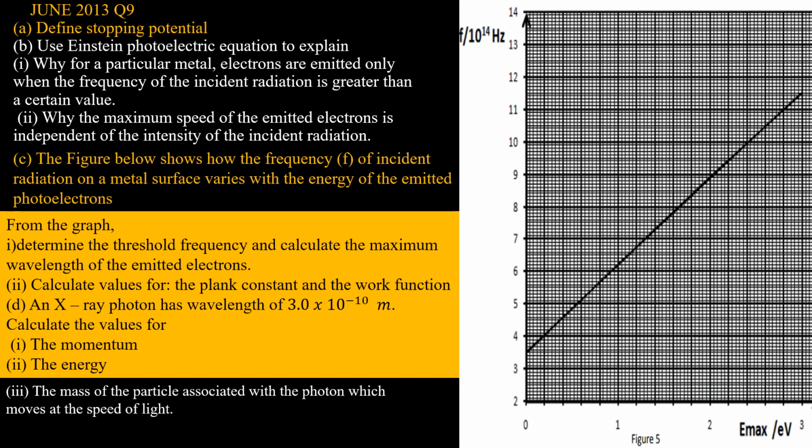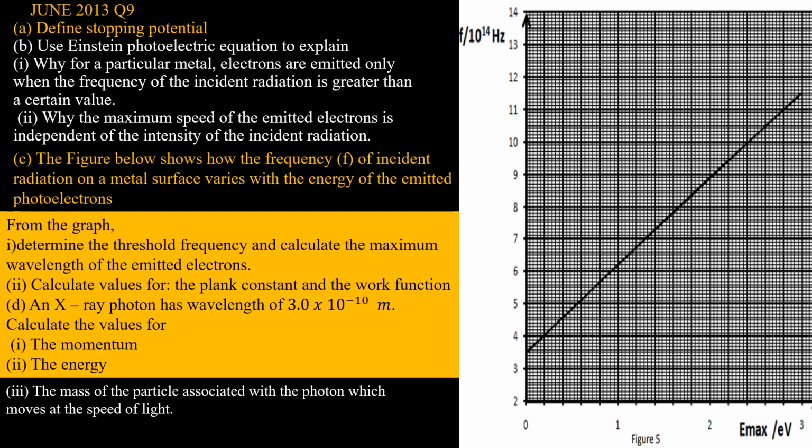Okay, the next question is June 2013 question number 9. A: define stopping potential. B: use Einstein's photoelectric equation to explain, Roman 1, why for a particular metal electrons are emitted only when the frequency of the incident radiation is greater than a certain value; Roman 2, why the maximum speed of emitted electrons is independent of the intensity of the incident radiation.